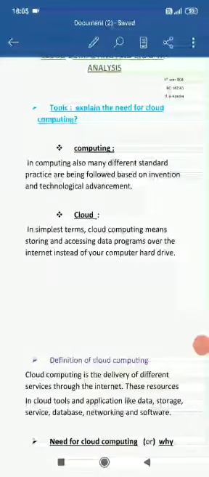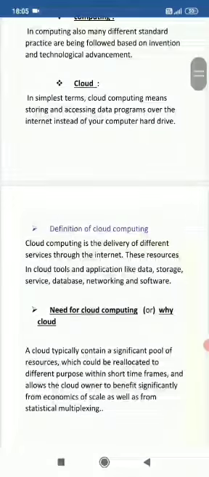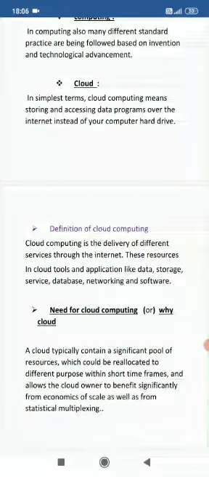Then next, let's move on to the definition of cloud computing. Cloud computing is the delivery of different services through the internet. These resources are cloud tools and applications like data, storage, servers, databases, networking and software, which is called cloud computing. Cloud computing is the on-demand availability of computer system resources, especially data storage and computing power, without direct active management by the user. Cloud computing is very economical and saves a lot of money.